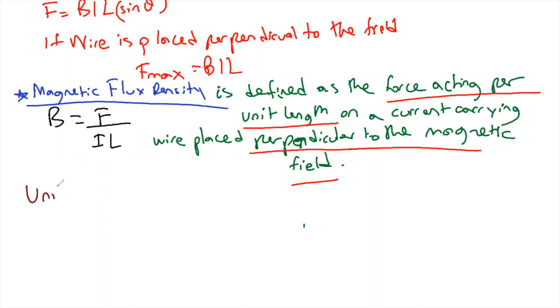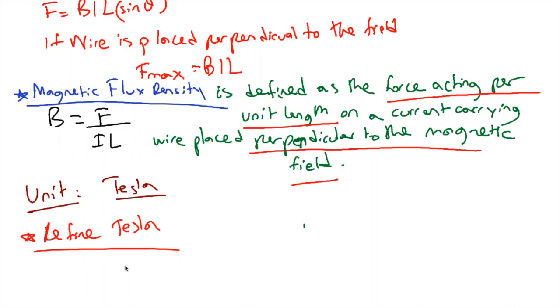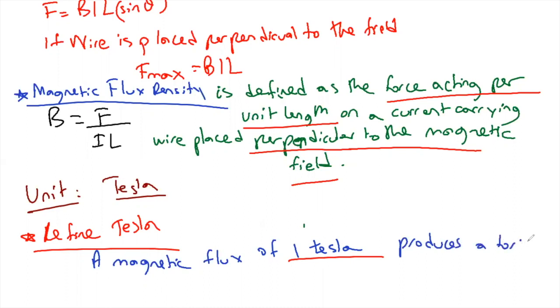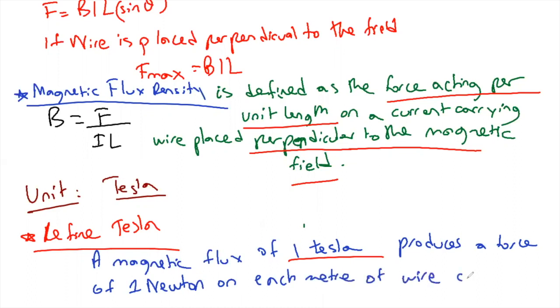So all of these are important. All right, and the unit of that was Tesla. And if they ask you to define Tesla, you're gonna write, now pay attention here, a magnetic flux of 1 Tesla produces a force of 1 Newton on each meter of wire carrying a current of 1 ampere placed perpendicular to the field.